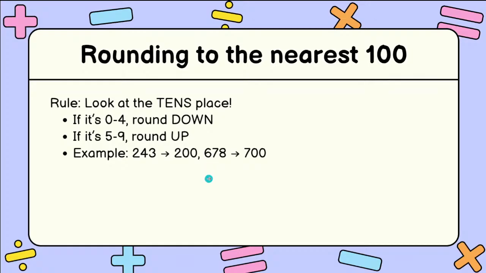Next we have 678. So we're looking at the tens place now. So 7 is between 5 and 9, so we round up. So like always, we'll change the tens and ones place to 0. And since we're rounding up, we'll add 1 to the hundreds place to make it 7. So 7 in the hundreds place and 0, 0 in the tens and ones place makes 700. So 678 rounded to the nearest 100 is 700.